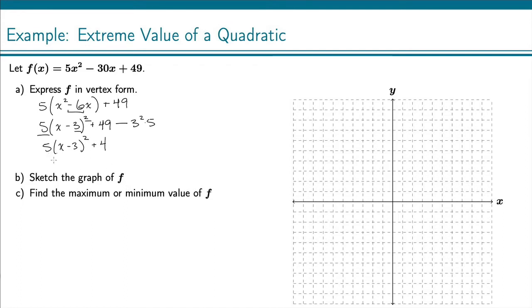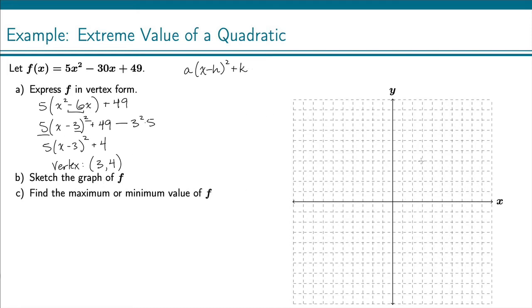This tells us our vertex. Our vertex is (h, k), where this number is h and this number is k. So our vertex is at (3, 4). Remember, the general vertex form is a times x minus h squared plus k. So our vertex is at (3, 4).